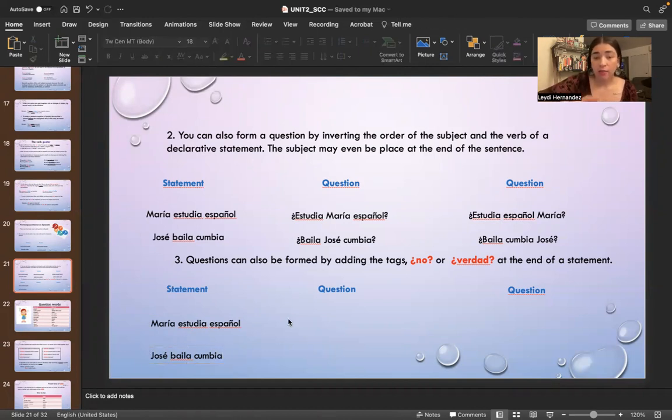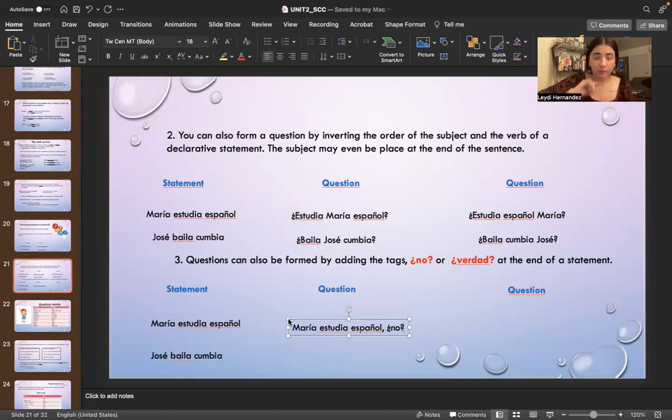And those question tags are ¿no? or ¿verdad? Let's see this example. It is the same statement. María estudia español, ¿no? Or María estudia español, ¿verdad? Okay, you see we have a statement and then a small question at the end.